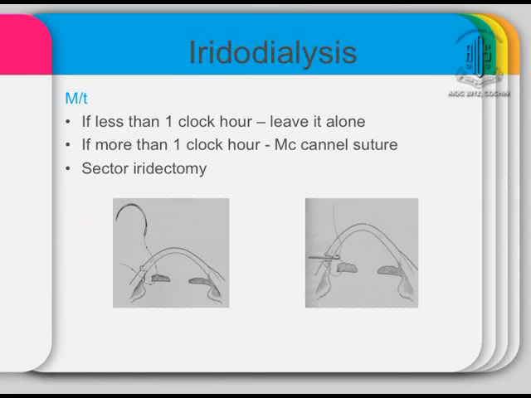If the dialysis is less than 1 clock hour, it can be left alone. If it is more than 1 clock hour, a McCannel suture has to be put. A sector iridectomy is done if the iridodialysis is larger and there is a lot of iris chafing.